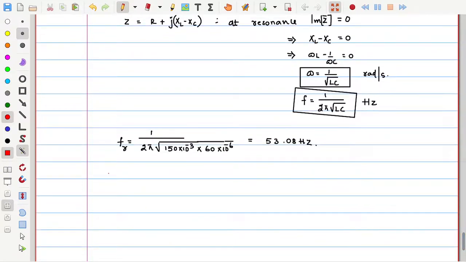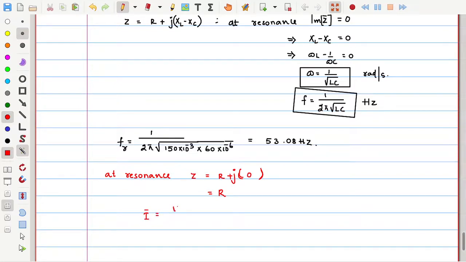So let me write now. At resonance, Z is equal to R plus the imaginary part, but the imaginary part is 0 at resonance condition. So R plus j0 is simply R. Under resonance condition, the imaginary part of the impedance is 0, that is very clear for us. If the imaginary part is 0, how much is the impedance? Only resistance.